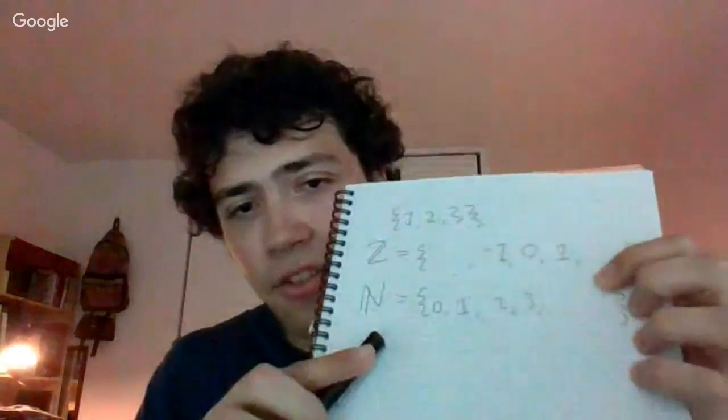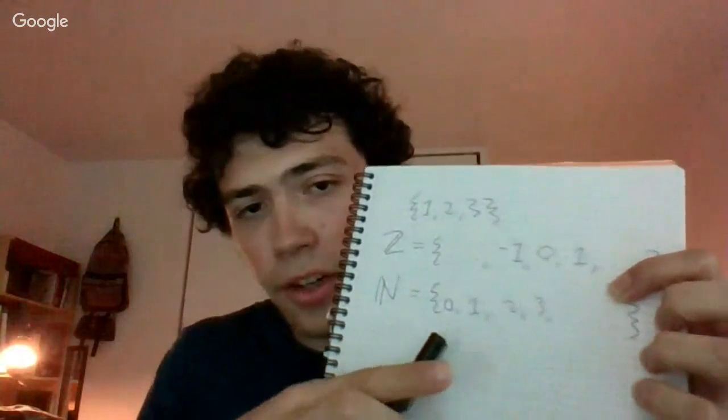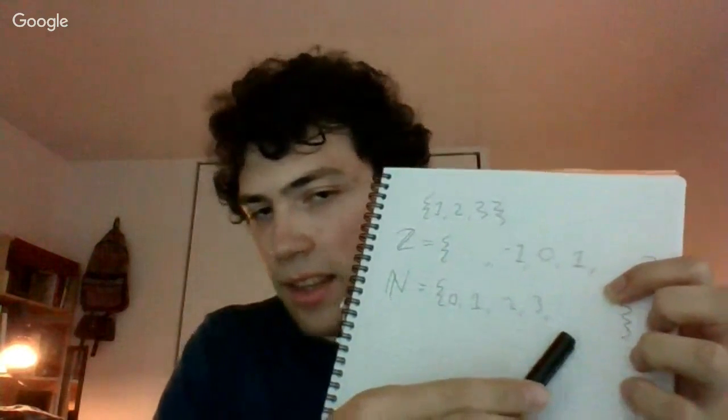We have another kind of set, and that's fancy N, the natural numbers, or the counting numbers. 0, 1, 2, 3, 4, 5, 6, any number you can count to. You'll notice that the naturals is a subset of the integers. Any number that we can count to is also an integer. So 0 is an integer, 1 is an integer, 2 is an integer, etc.